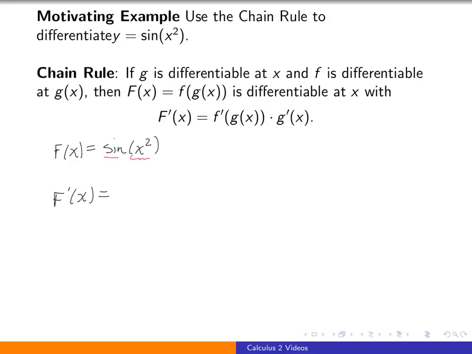So just working through this in words exactly how the chain rule describes it. We take the derivative of sine, which is cosine. We evaluate it at the inside function. So think that inside function is always getting plugged back in. And then we multiply it by the derivative of the inside function. So in this case, dy dx is 2x cosine of x squared.